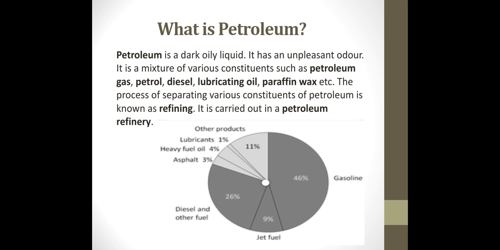All these are fuel. So we can say that petroleum is a dark oily liquid. It has an unpleasant odor. It is a mixture of various constituents such as petroleum gas, petrol, diesel, lubricating oil, paraffin, wax, etc. And the process of separating these various constituents of petroleum is known as refining.